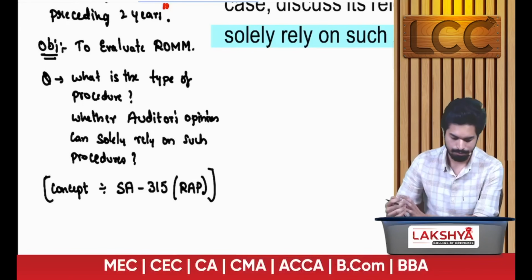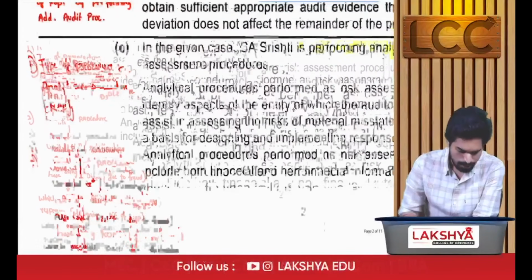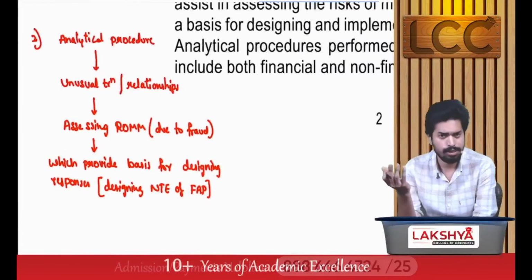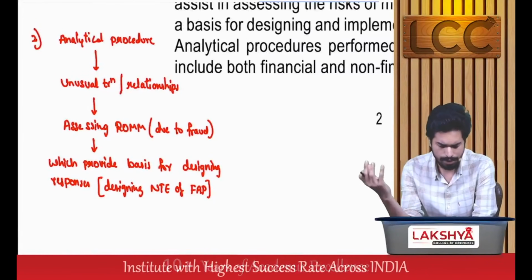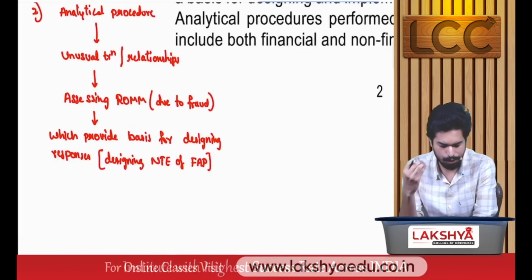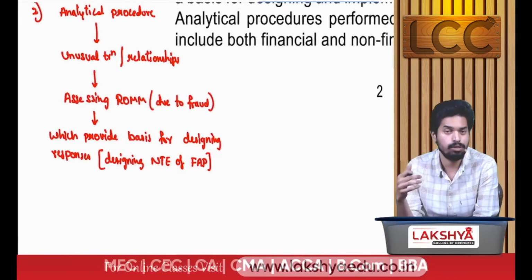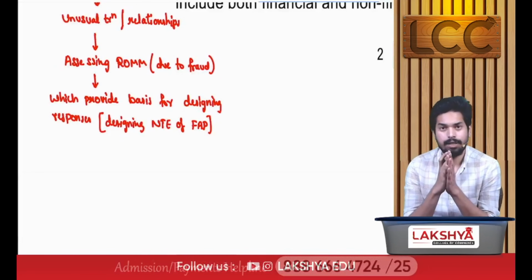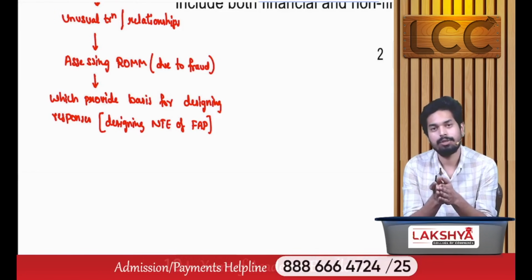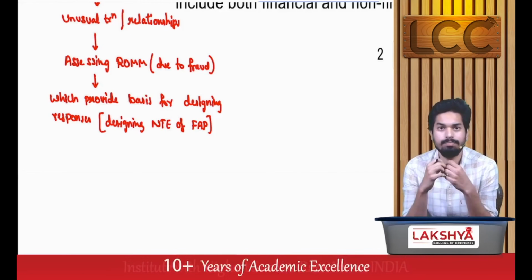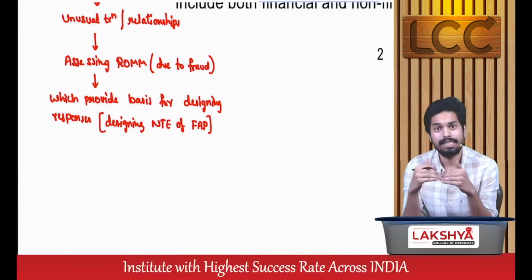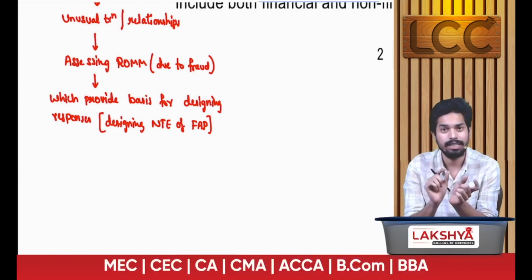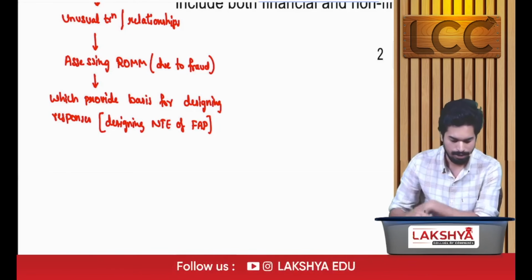That's the answer. So the type of procedure here is analytical procedure as a risk assessment procedure, and the analytical procedure identifies unusual transactions or relationships, which helps in assessing the risk of material misstatement, mostly due to fraud, which provides a basis for designing the responses. After applying analytical procedure as a risk assessment procedure, you'll get to know the risk of material misstatement, based on which you design the nature, timing, and extent of the further audit procedures, which is what is called the auditor's response for such risk. Okay.